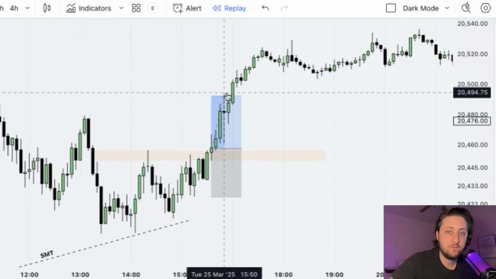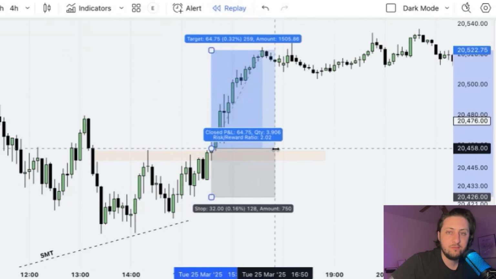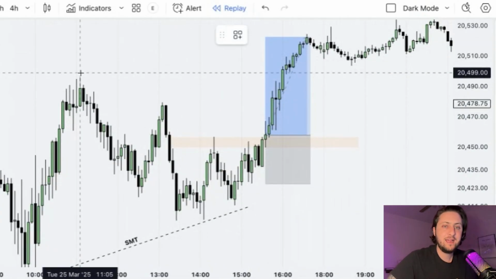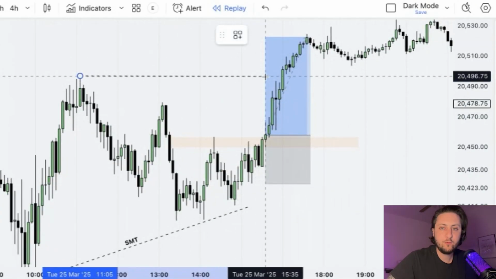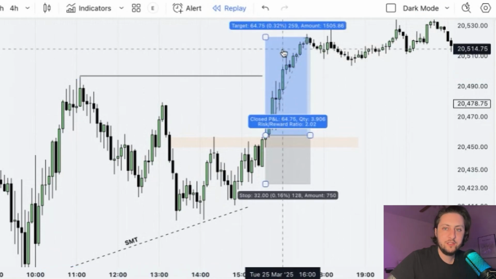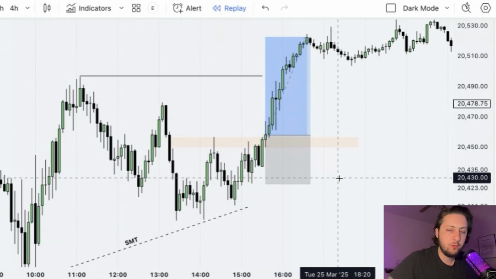So that's what we got, and luckily we did not consolidate after that. This was the confirmation for us to move higher, and you can capture a very clean 2R and virtually no chop or consolidation in here. And we can use this high as our draw on liquidity, right? So we're looking to take out this high. We do that, and you can get a clean 2R, which is about 65 points with a 32-point stop loss.